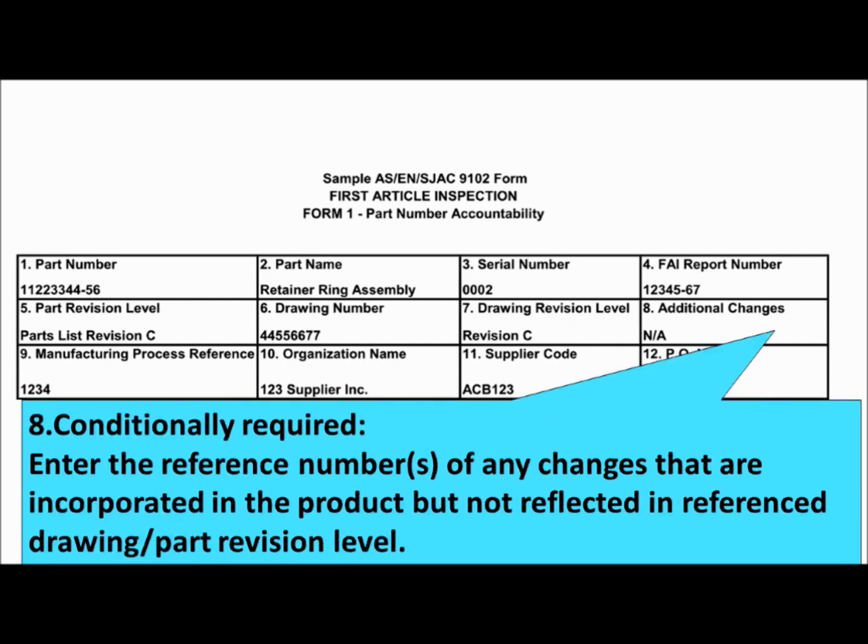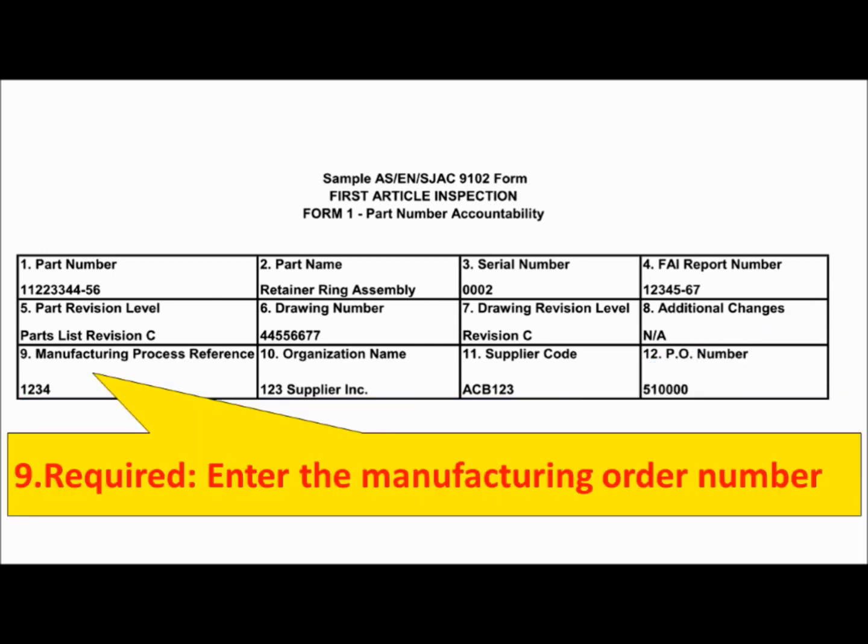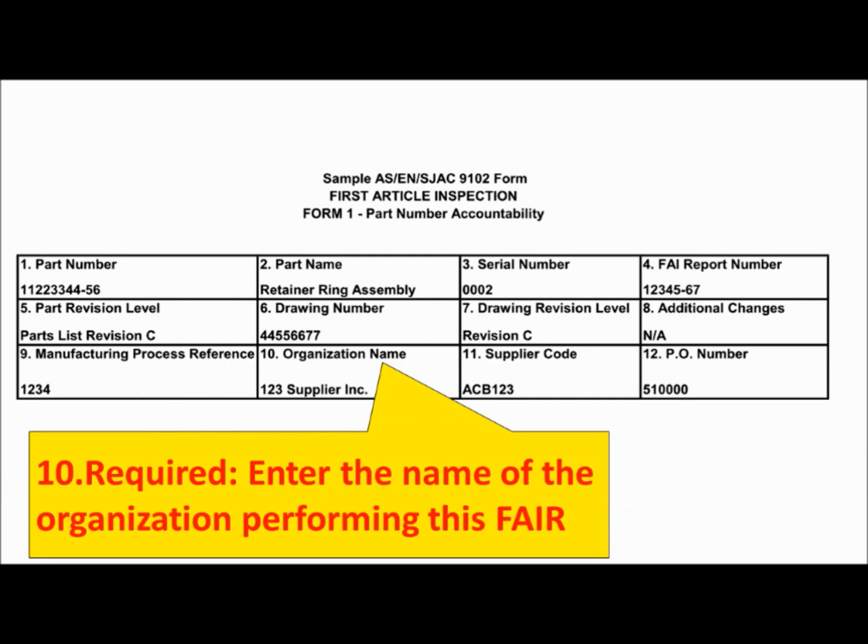Field 8 is conditionally required. Please enter the reference numbers of any changes that are incorporated in the product but not reflected in reference drawing, part revision level. Field 9 is required. Please enter the manufacturing order number. Field 10 is required. Please enter the name of the organization performing this first article inspection report.